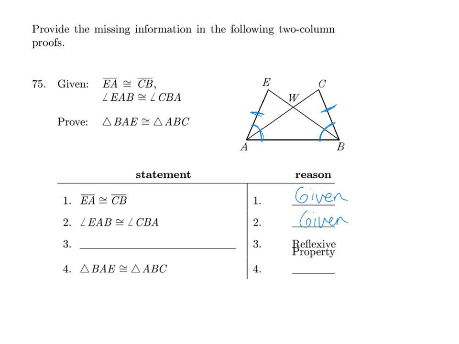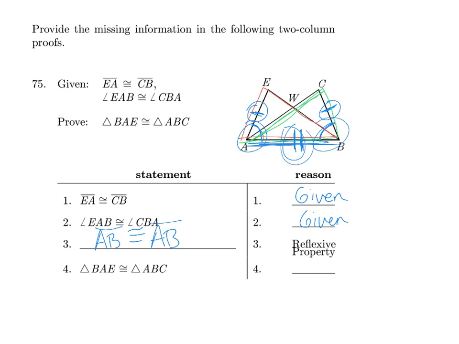All right, I have these two triangles here. Let me highlight them for you. I have the red triangle, and I have the green triangle. All right, and they share AB in common. So I'm going to say AB is congruent to AB. All right, that's the reflexive property. And now I know the triangles are congruent by what shortcut? SAS. S-A-S.